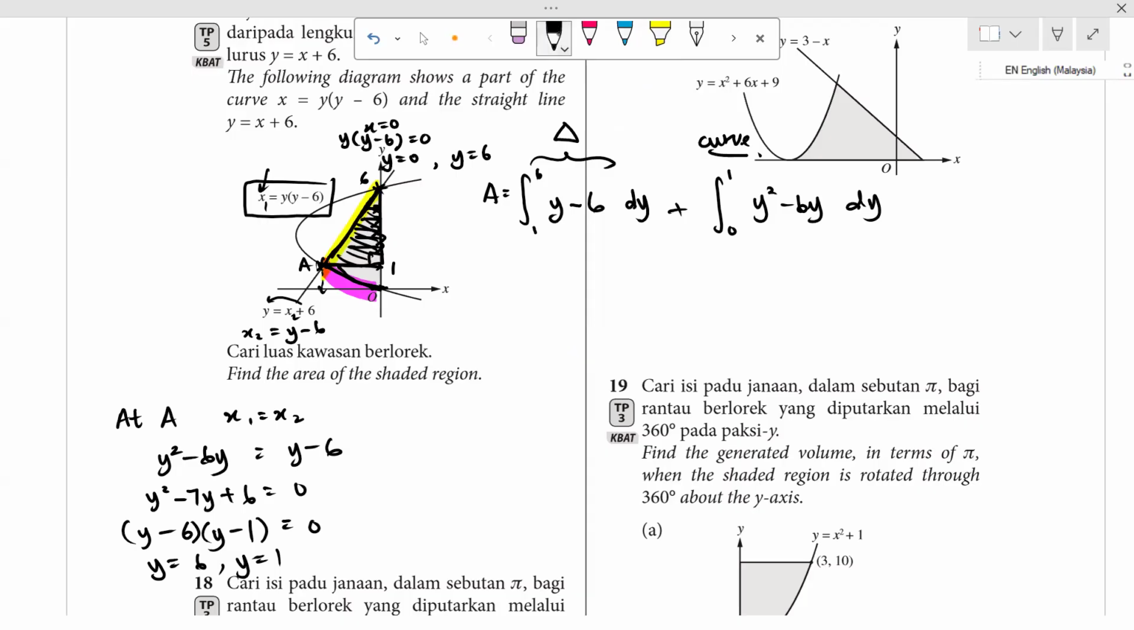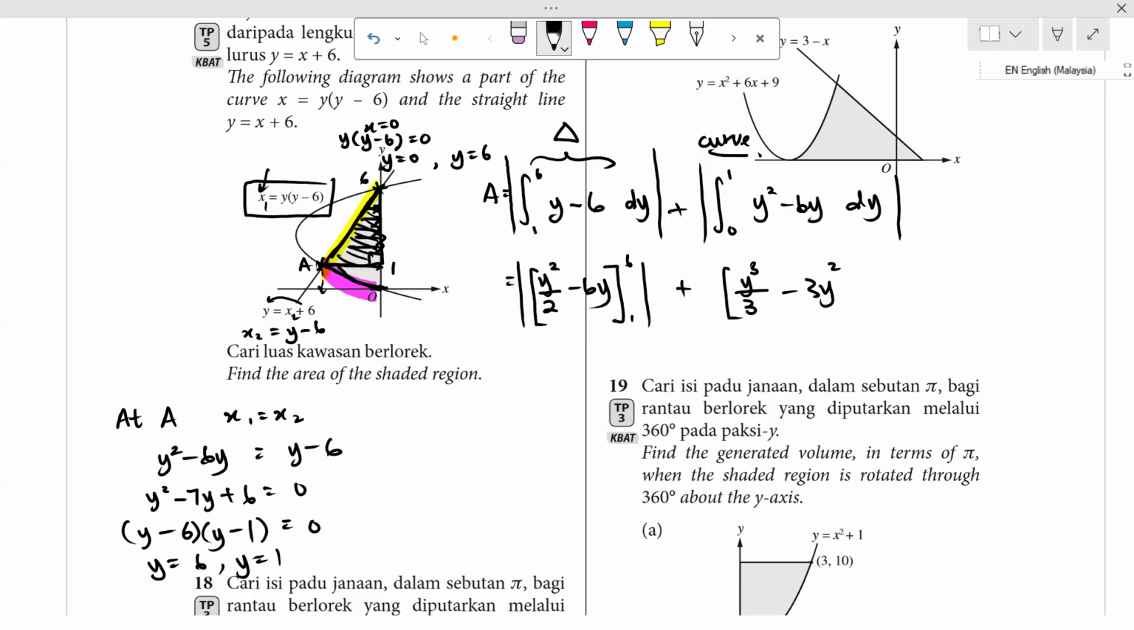Okay? And then because both of them are on the left side of the y-axis, you've got to modulus each of them. And therefore, we have y squared over 2 minus 6y from 1 to 6 with the modulus, plus y cubed over 3 minus 3y squared from 0 to 1 and with the modulus.